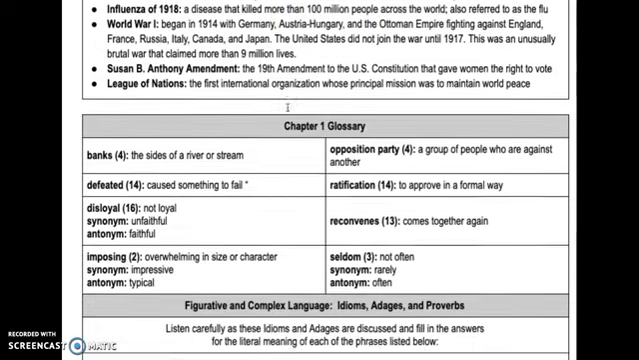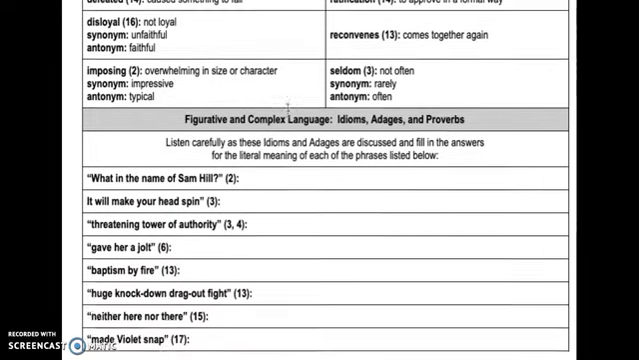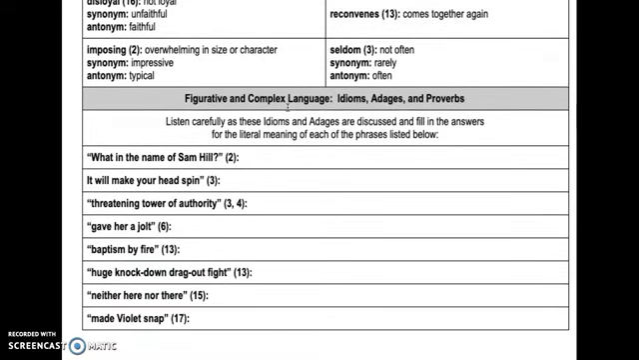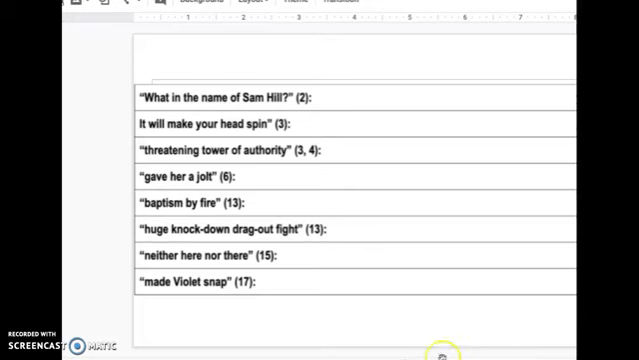Now, we're going to go ahead and jump down to the bottom, and we're going to be filling this out together. All of these are idioms, adages, and proverbs in chapter 1 of the Hope Chest. I'm going to jump back to my PowerPoint so we can fill this out together.